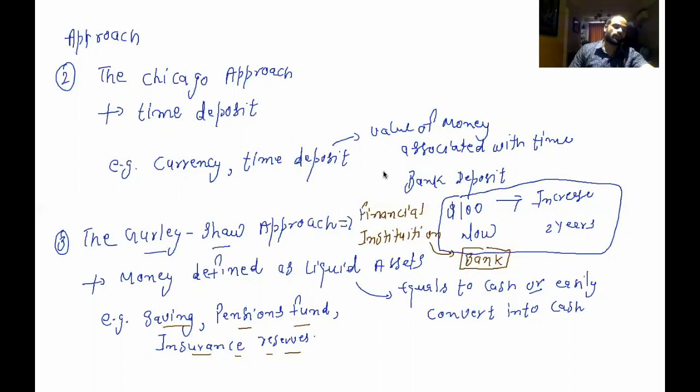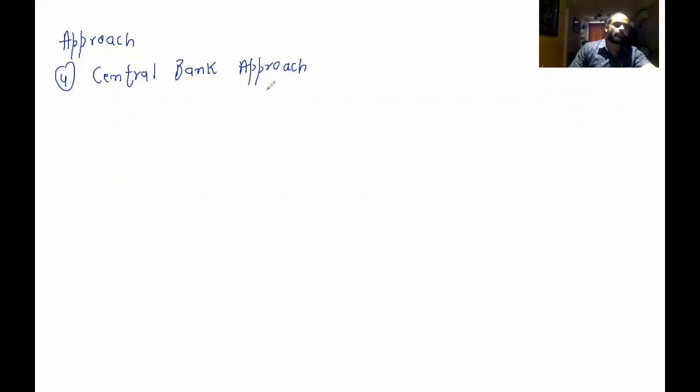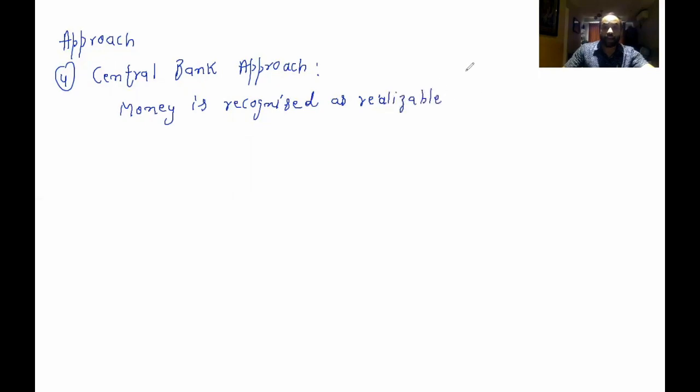And the fourth one, the last one, is the central bank approach. Central bank approach means money is recognized as realizable assets.